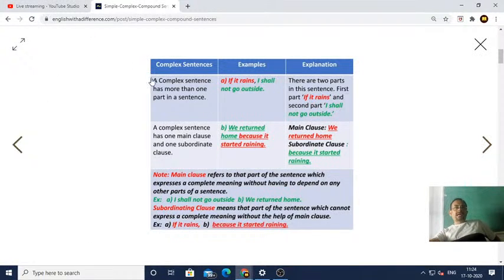If it rains, the red part is always depending on the other part, isn't it? If it rains is not expressing complete meaning, but if I say I shall not go outside, it is showing complete, independent meaning. It is not depending on any other part of the sentence. If I forget about if it rains and just say I shall not go outside, whenever I say I shall not go outside, it means my sentence is complete.